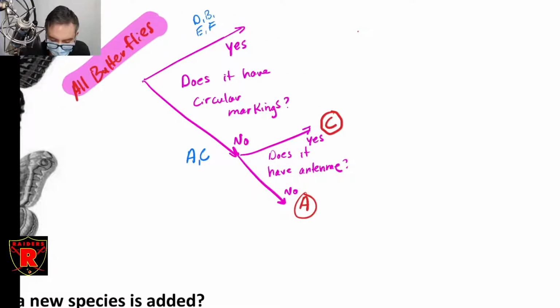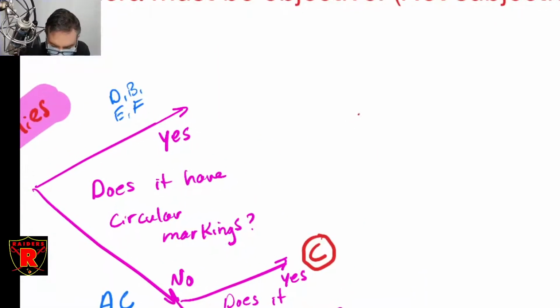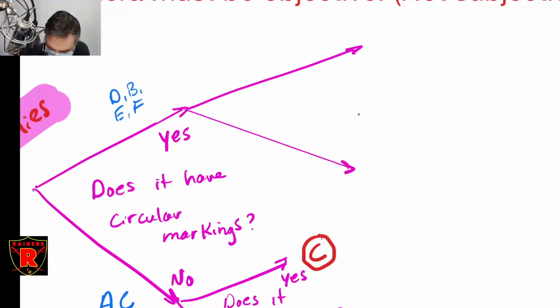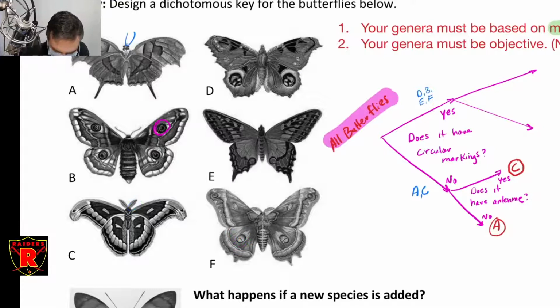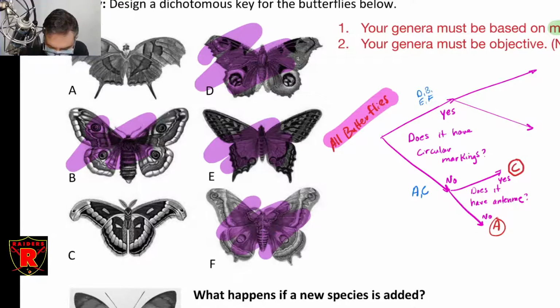Okay? Now going the other direction here, of D, B, E, and F, we've got to differentiate again. How do I differentiate between D, B, E, and F? And let me erase my markings here, and I'll highlight the ones we're talking about. So D, B, E, and F. How do I know the difference between those? How can I split them in half or into different groupings?